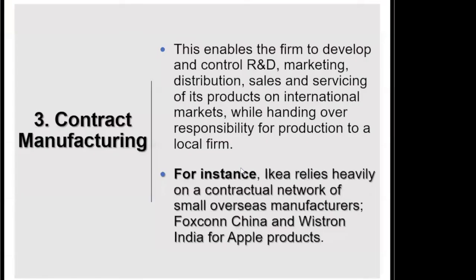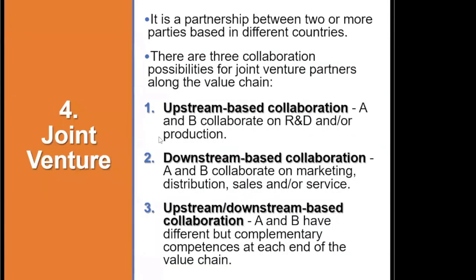Now, in addition to contract manufacturing, we can also talk about joint ventures, which is another form of contractual mode of entering a foreign market. Now, joint ventures are partnerships between two or more parties, usually organizations based in different countries, by which they come to an understanding on how to be able to manufacture and sell their products and services to consumers in foreign markets. Now, these collaborations can occur in three forms.